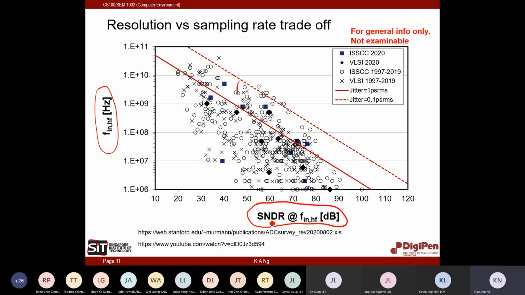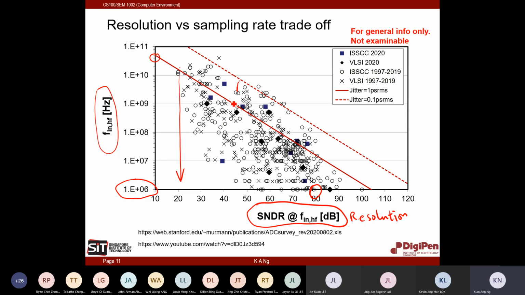Just forget about this term first. It's actually resolution, called SNDR. So the bigger the number, the more resolution you have. So you realize that I can have a very high resolution ADC, but then my sample rate is low. There's a trade-off. Then you can have a very fast A to D converter. This is more for oscilloscopes. The resolution is really bad. It's only 20 dB, which means it's close to 3 bits.